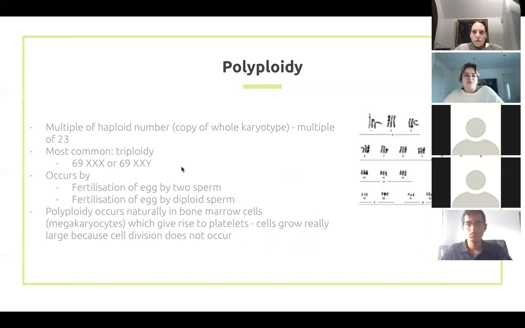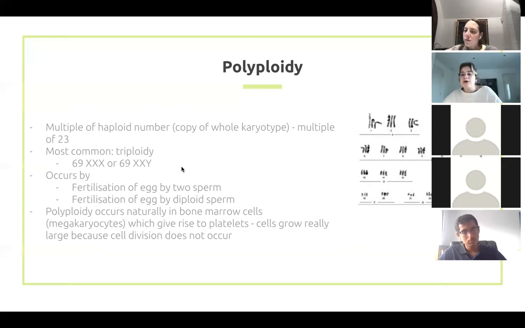And to be honest, they don't really ask questions about polyploidies, but it can occur because you either have an egg which has been fertilized by 2 sperm, so you get that extra genetic information, or an egg fertilized by a sperm which already has that extra, like it's a diploid sperm, so it has extra genetic information.